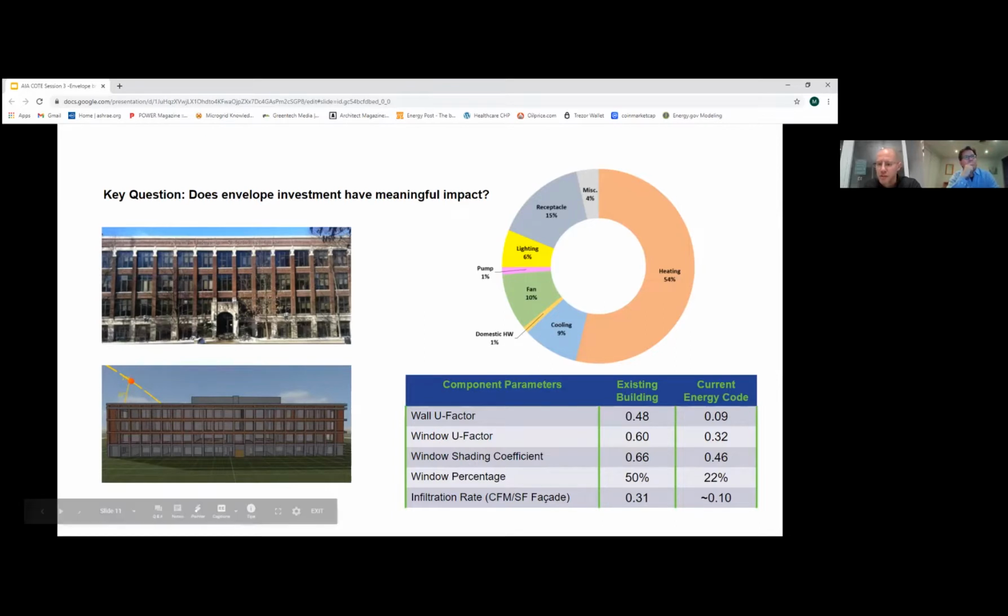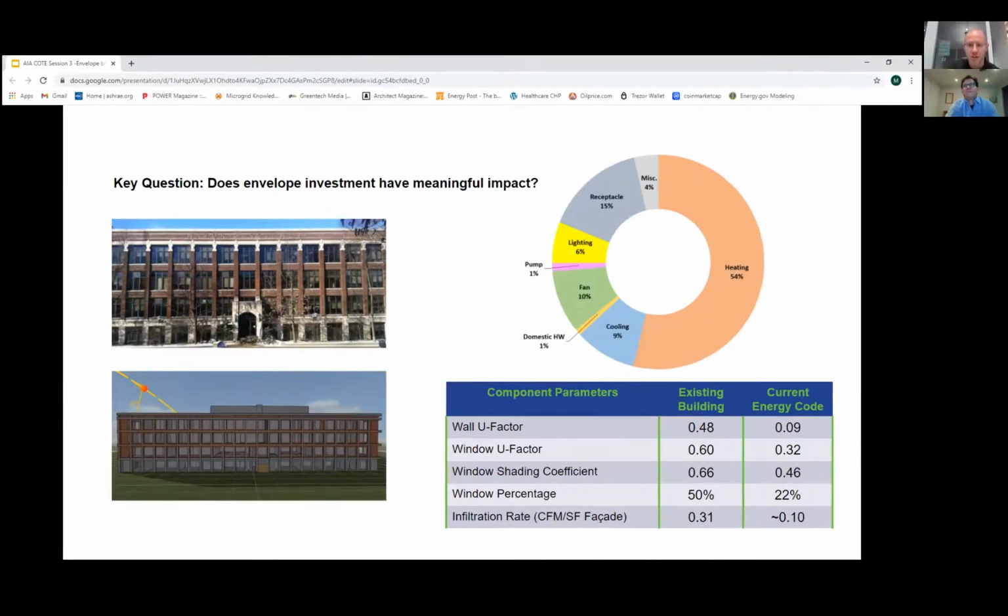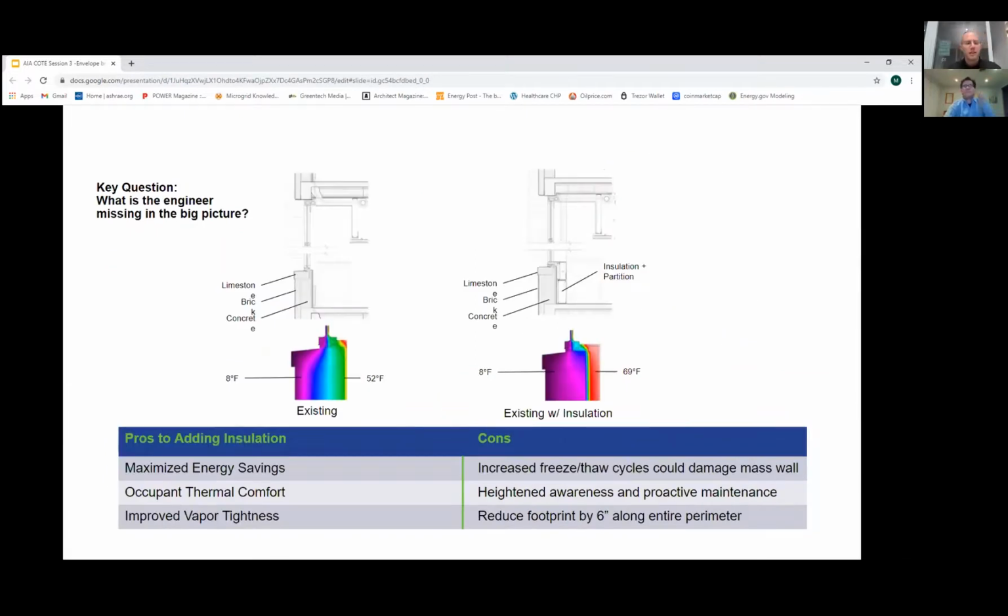You see here the envelope on the building in every aspect, from wall U value, window U value, shading coefficient, and most importantly, the infiltration rate through the window frames is drastically lower than code. So you could have a high internal load building with a low performing envelope, and the low performing envelope really does impact your energy usage. But the key question that should be asked is, what is the engineer missing? Because when I saw that load, 54% heating, I originally thought add insulation and you're done. That's all you need.